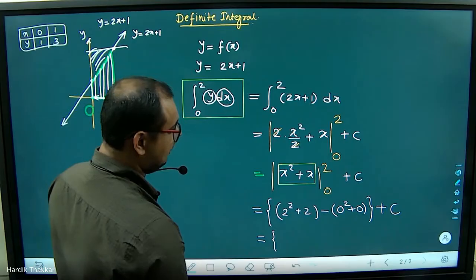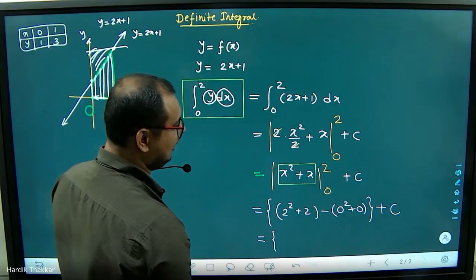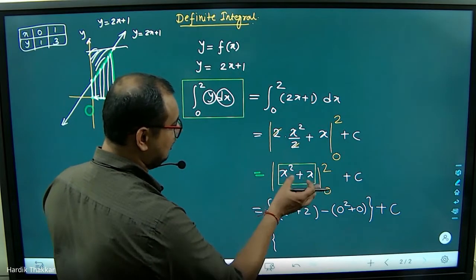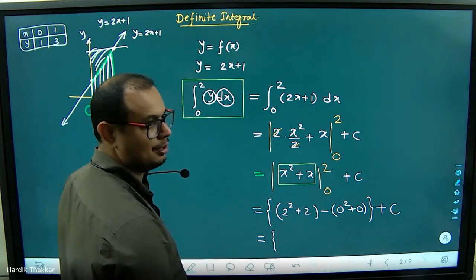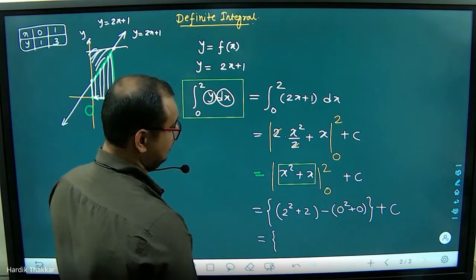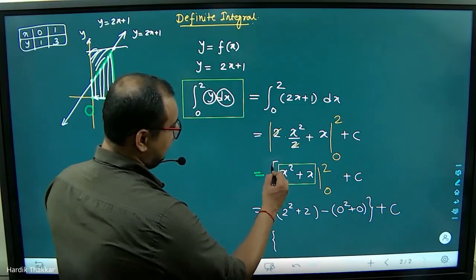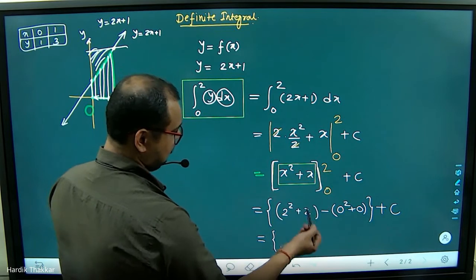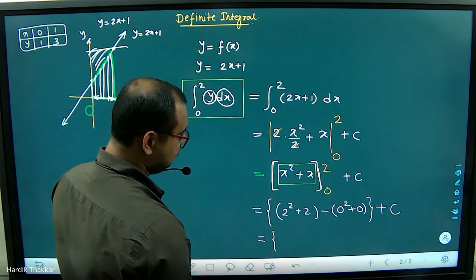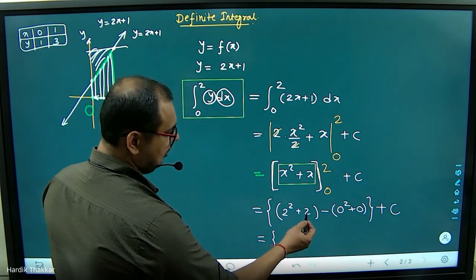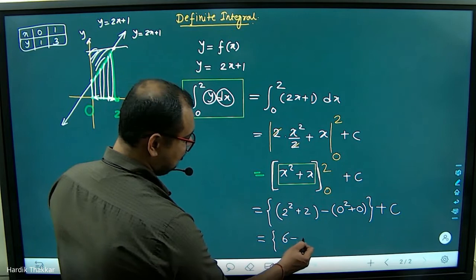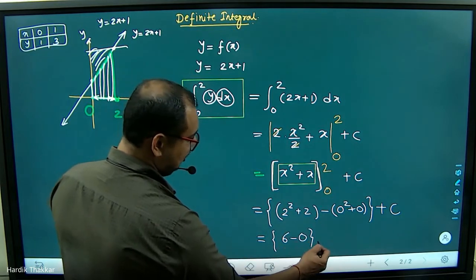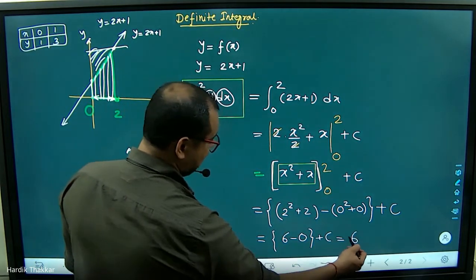So we will always put it in the form of mod. No, again, actually it is not mod, it represents that the function is integrated. Now it is bounded between these limits. Yes, we can also represent it with a square bracket. That is also fine. So further by solving this expression we will get 2 square, that is 4, 4 plus 2 is 6, so 6 minus, for this term it is 0, plus c, and we will get 6 plus c.